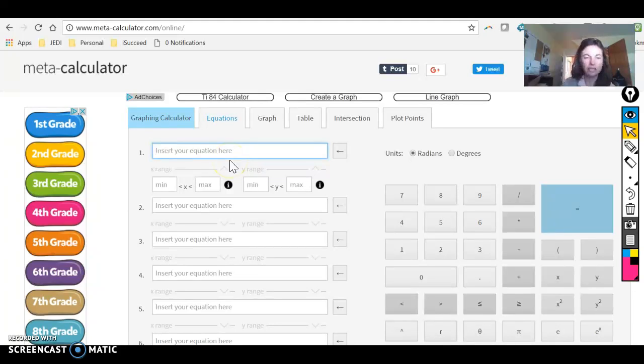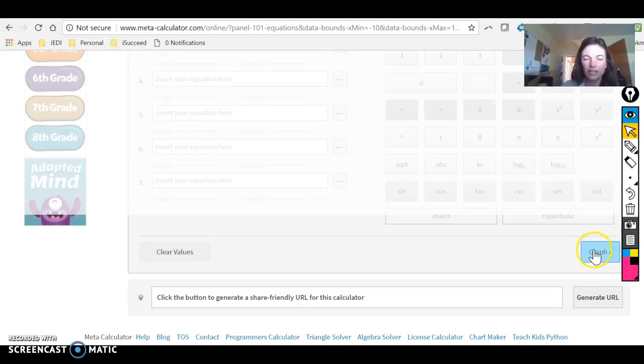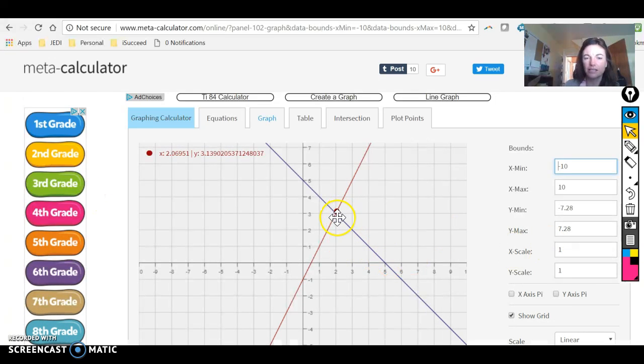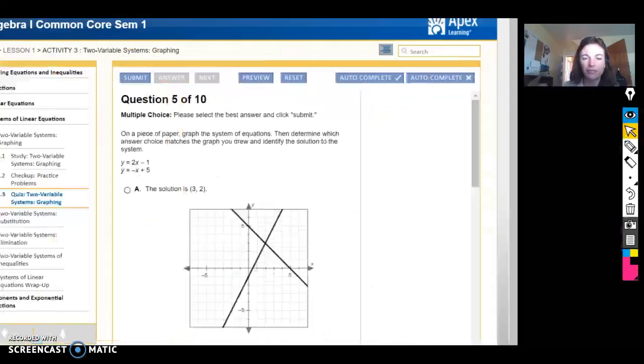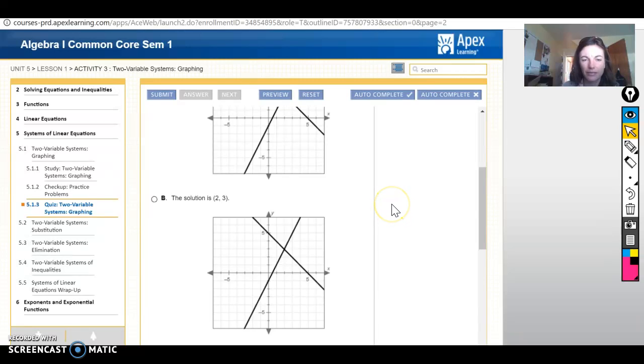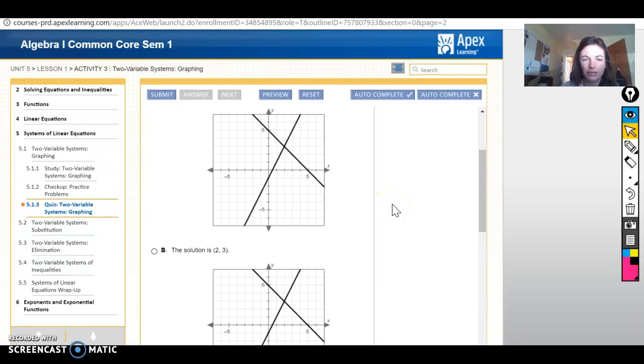So what I do is I say y equals 2x minus 1. I really encourage you to use graphing calculators. And then y equals negative x plus 5. And then simply scroll down and graph. And I can see that it's crossing here at x equals 2 and y equals 3. So it looks something like that. My first graph looks close. My second graph might even look close.